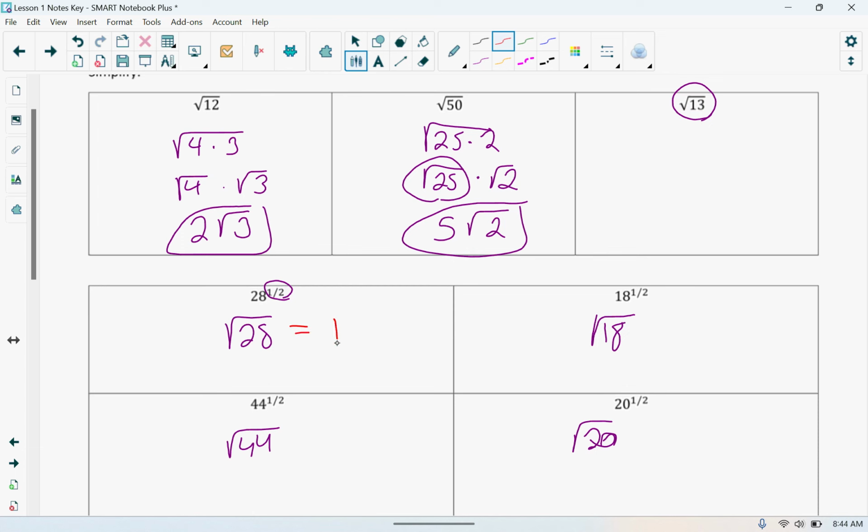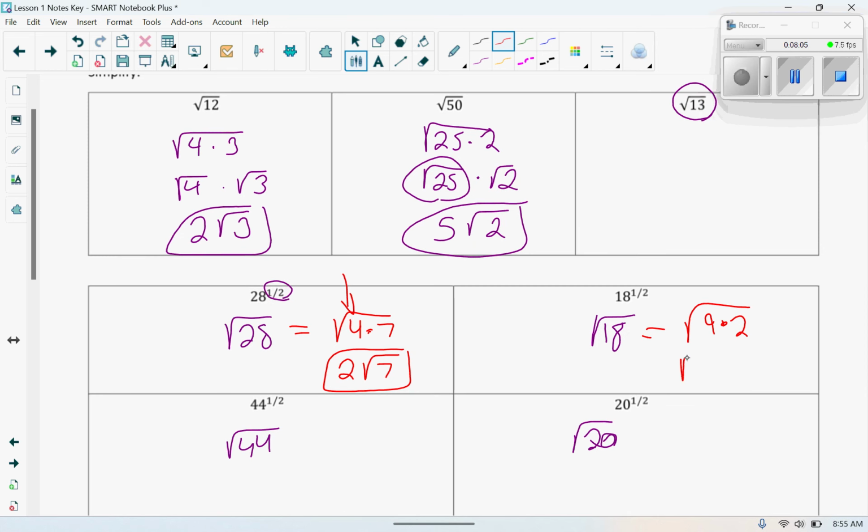Okay, so this is, let's see, 4 times 7 is 28. And so I'm going to take the square root of 4, which is 2, and then I have the square root of 7 left over. This one, I know that 9 times 2 is 18. And again, guys, we're looking for the perfect square to go first. And the square root of 9 is 3. And then we have 3 square root of 2.